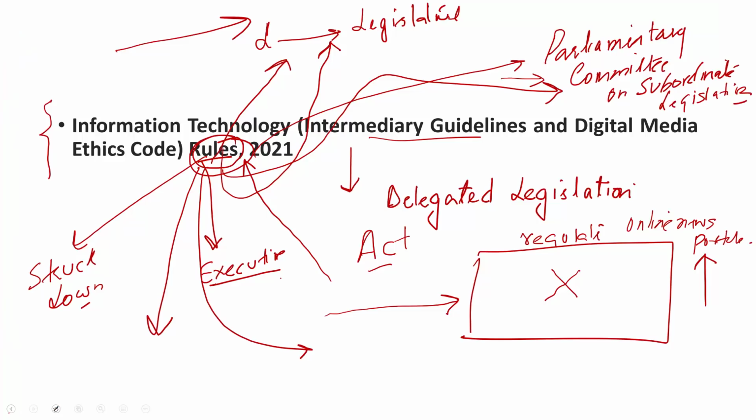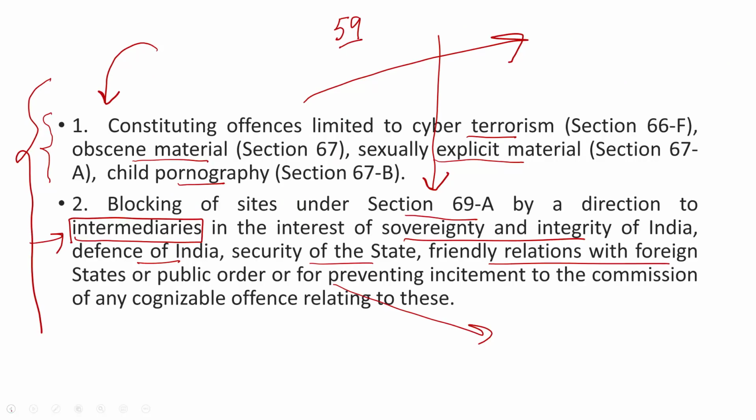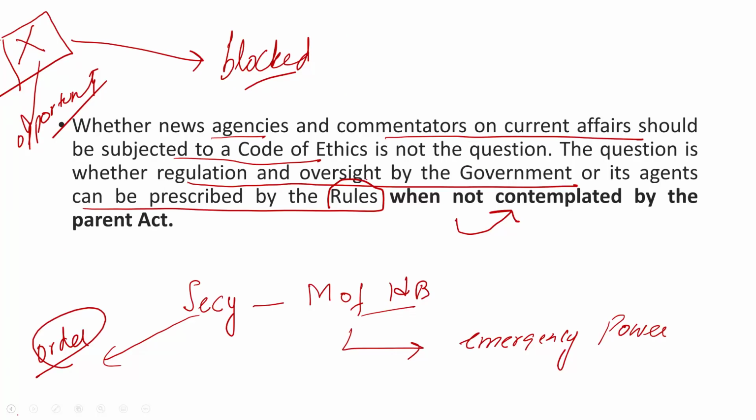Because I told you that the Information Technology Act deals with the regulation of content, but only in two ways. And these are the two distinct ways by which the central government can regulate content on the online media. But this Act of 2000 does not empower the state to establish the code of ethics for these online news portals. That means these rules are basically ultra vires. They violate the parent law, which is the Information Technology Act 2000.